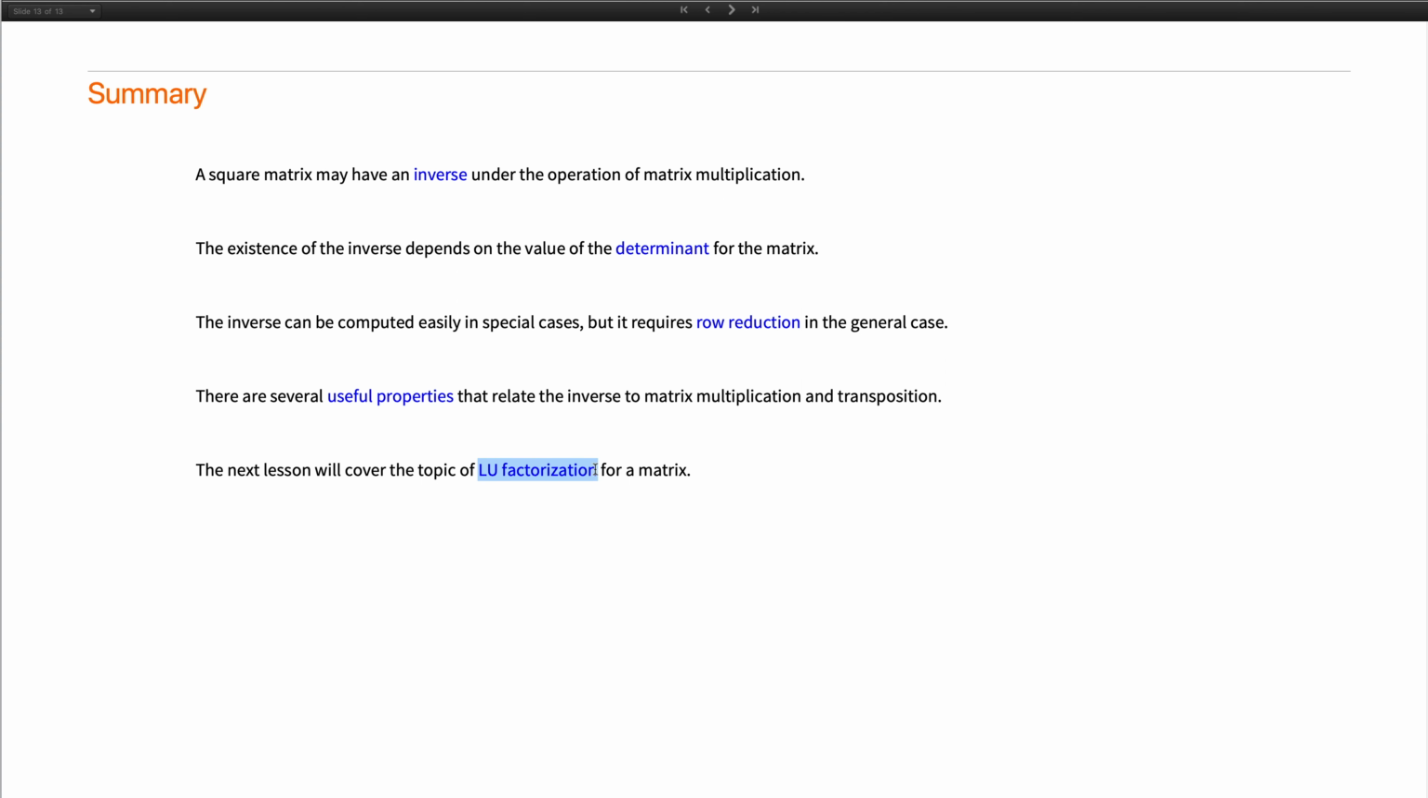In the next lesson we'll talk about LU factorization, a very important operation. But before doing that, do revise inverses. They are critical for linear algebra, and knowing them well will really help you.